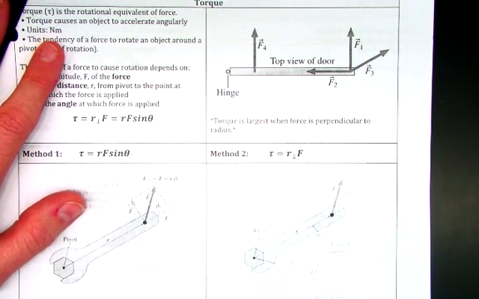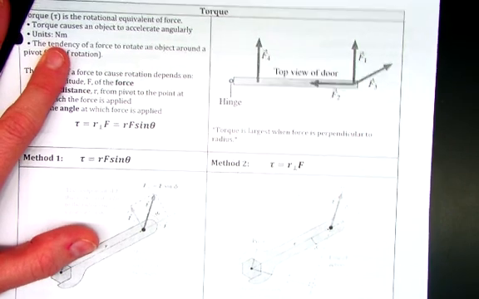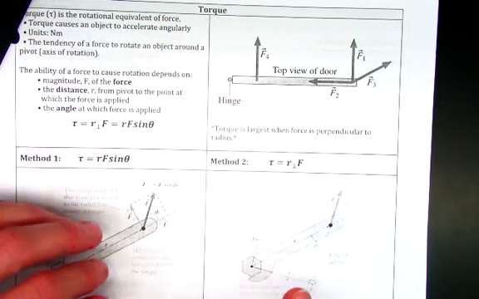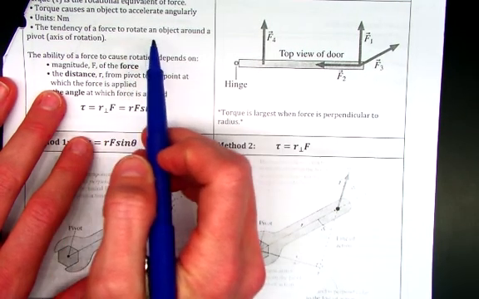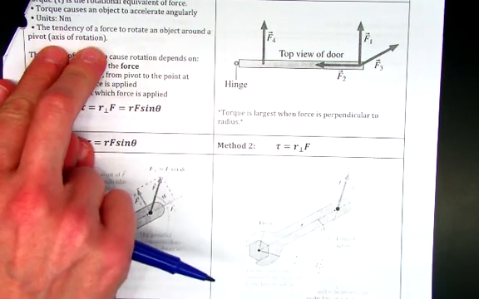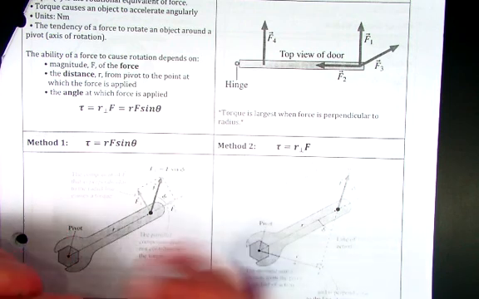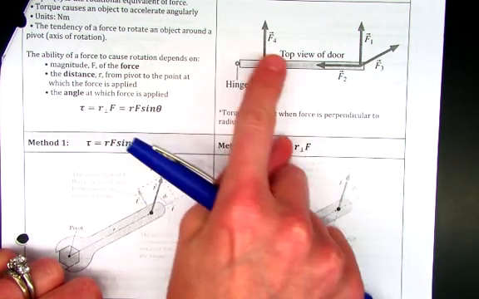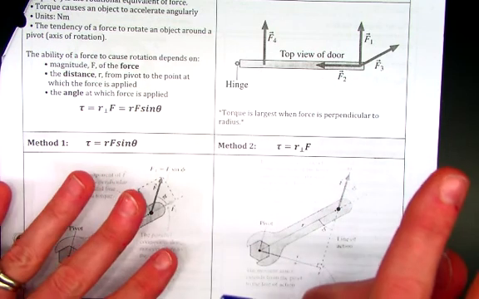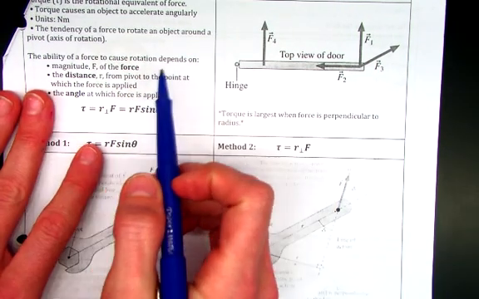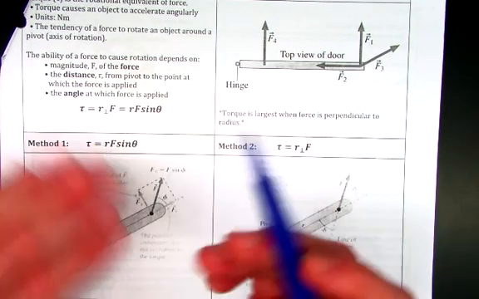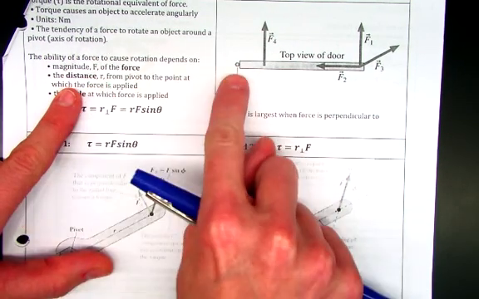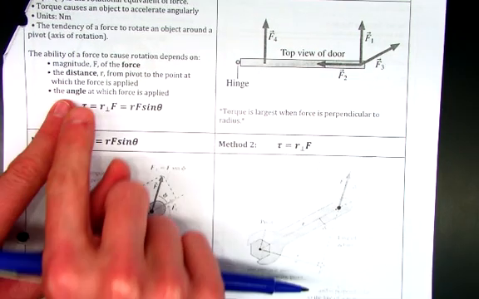All right. The tendency of a force to rotate an object around a pivot is your torque. So it has to have some sort of axis for rotation. So if we're looking at a door, we have the hinge of the door. All right. Now we have 4 completely different forces, right? So the thing is, if you are going to rotate, how you rotate depends on the magnitude of the force. It depends on how far you are from the pivot, and it depends on the angle at which the force is applied. Okay?